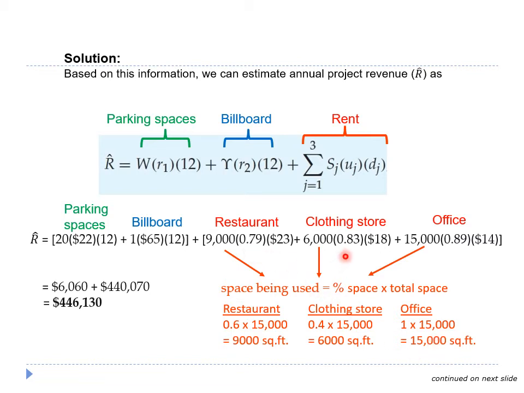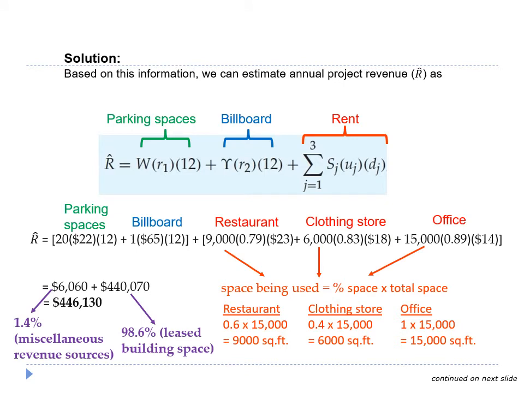The second number here refers to the percent utilization, which is the ratio of rentable space to gross square feet. The third number is the yearly rent per square foot of the respective space. Overall, the annual revenue from this calculation yields $446,130.